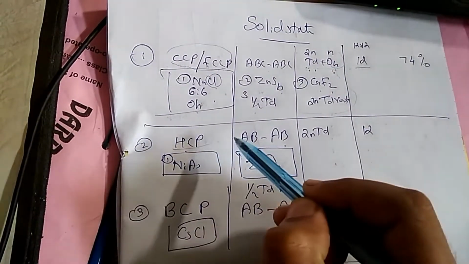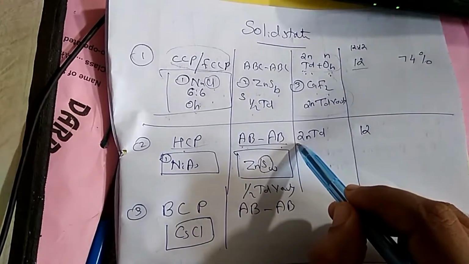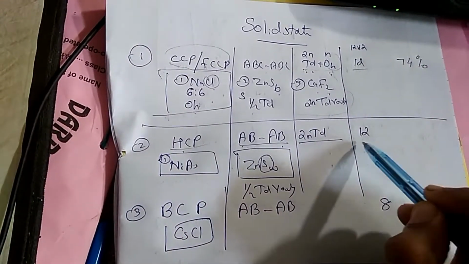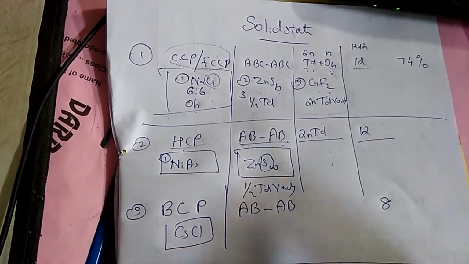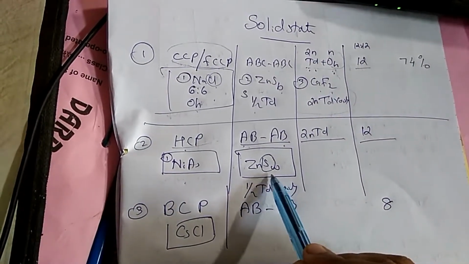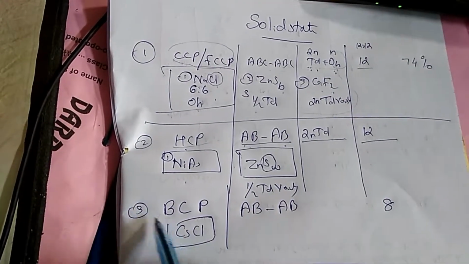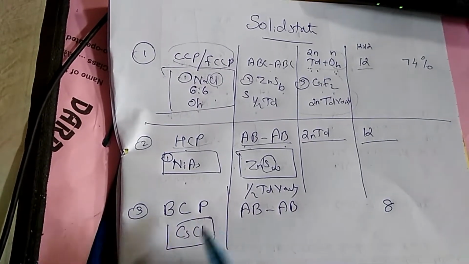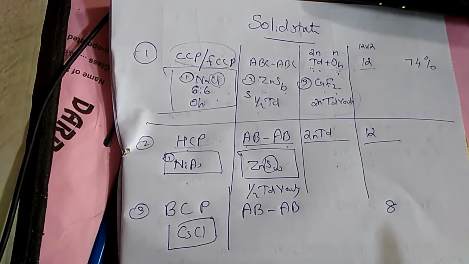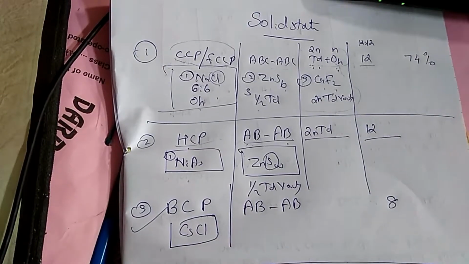Next one is hexagonal close packing, which is an AB arrangement, a 2-layer arrangement. It has 2 tetrahedral voids. Coordination number will be 12. Examples are nickel arsenide crystals and the zinc sulfide wurtzite form of the crystals. Another one is body-centered cubic packing. Example is cesium chloride crystal. The least efficient packing is body-centered cubic packing.